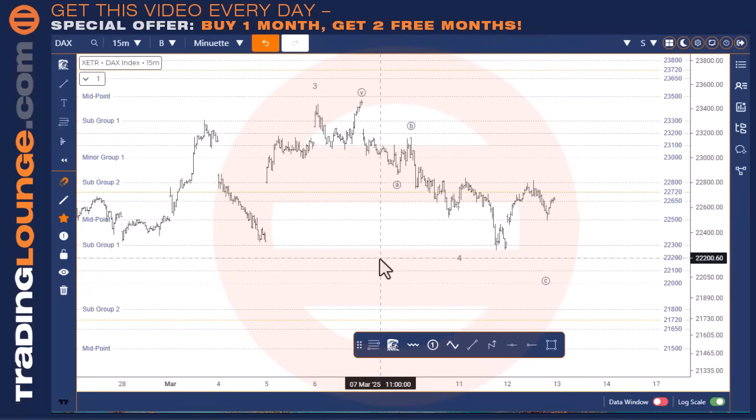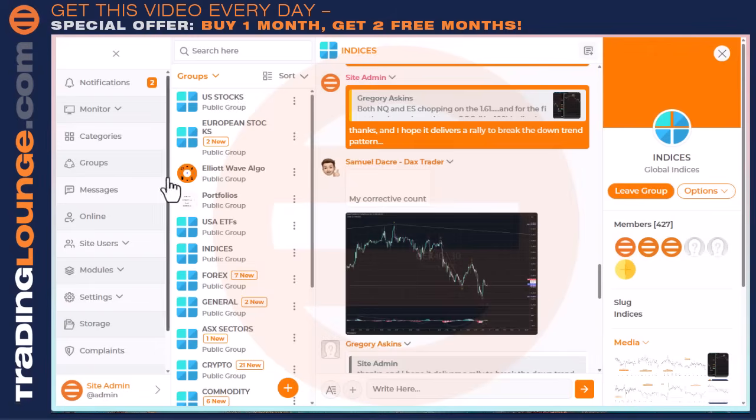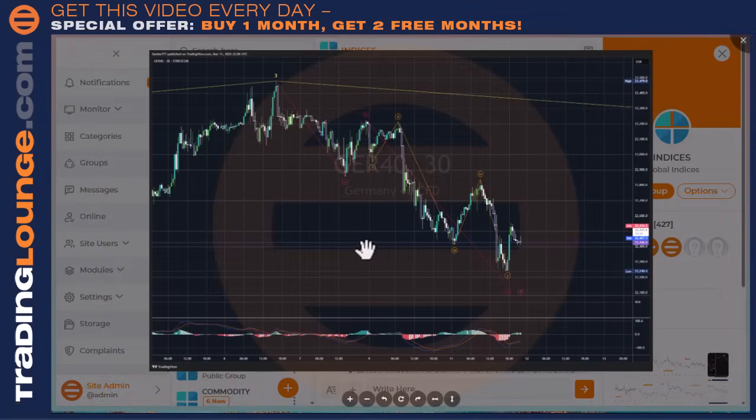Now, one of our members had a good count here on this one here. So this is the DAX here as wave A here, and then a B here, then 1 and 2 here, and then 3, 4, and 5 here. So that kind of fits. I can see that this is in the background here, it's got CFD here.